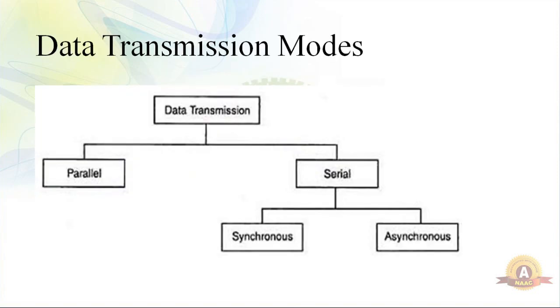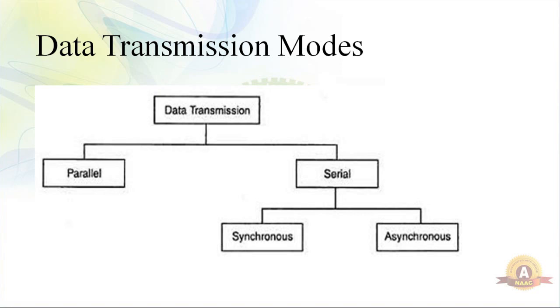Now the data transmission modes. Data transmission has some modes, and according to the mode, the data is transferred from one place to another. Data transmission has two modes: one is parallel and the second is serial. Further, serial is divided into two parts, synchronous and asynchronous. So these are the data transmission modes, in which data is transferred either parallelly or serially.